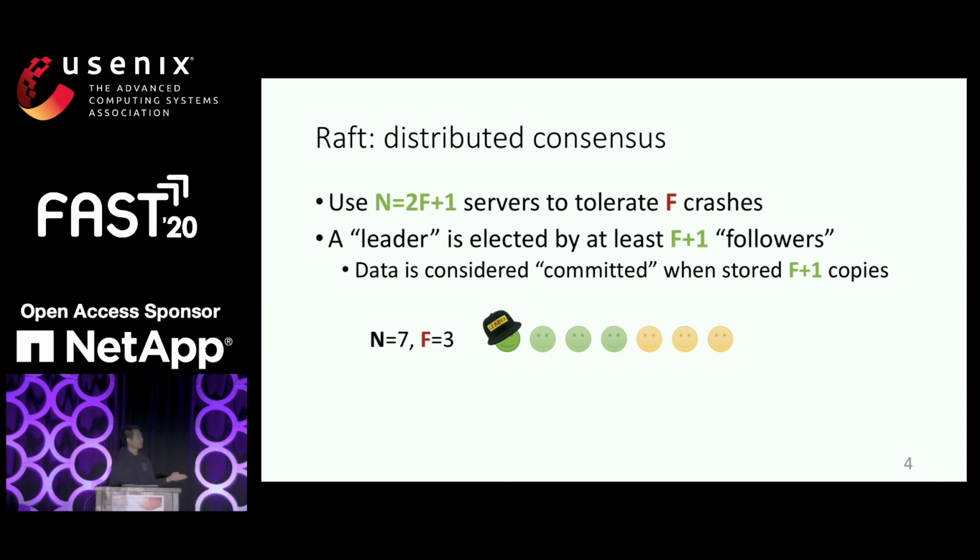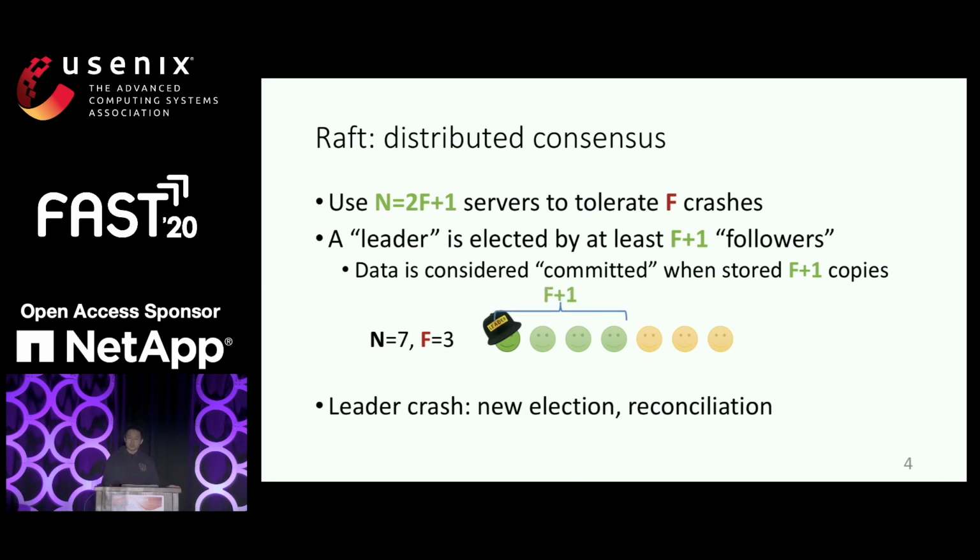Let me show a quick example. If we want to tolerate 3 crashes, we'll need 7 different servers. And maybe the first server becomes the leader because there are 4 green servers acting as followers. So I get a majority to support me as the leader. Later on, if the data is written, the first 4 servers should save the data and say the data is committed. Later on, maybe the leader will crash and we'll need a new leader.